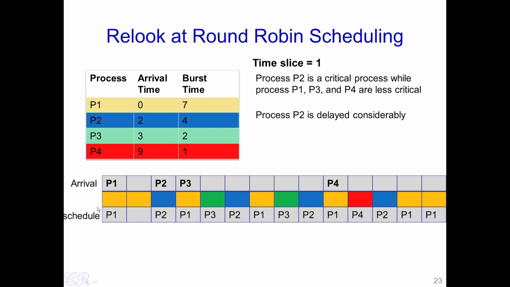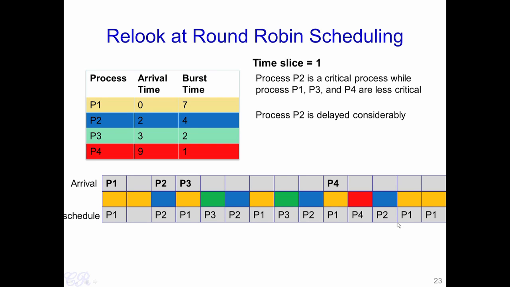Let us look at this Gantt chart again. We see that P2 arrives in the second cycle and it takes a considerable number of cycles to complete executing. The main reason for this is that this is a round robin scheduling scheme and other processes have a fair share of the CPU. So P2 first executes here, then P1 and P3 execute, then P2 executes again and finally completes its burst at this particular time.